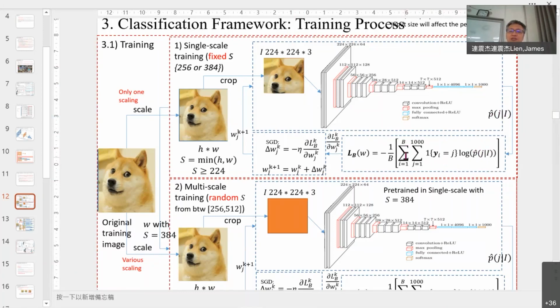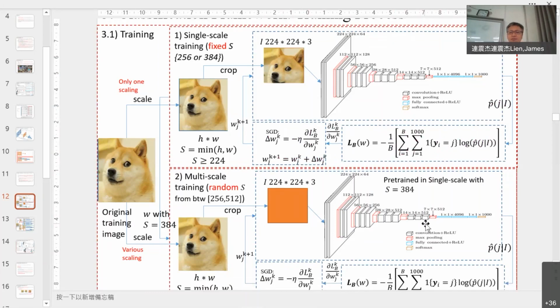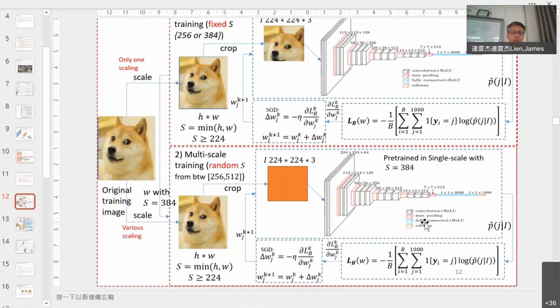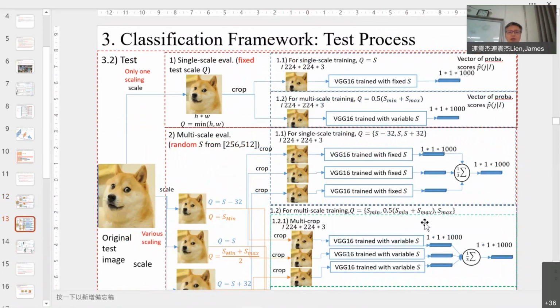And B is the batch size. You divide by the batch size, so this is a mean, cross entropy. Then this is gradient descent, so you just keep improving your weights. So that's for the training.